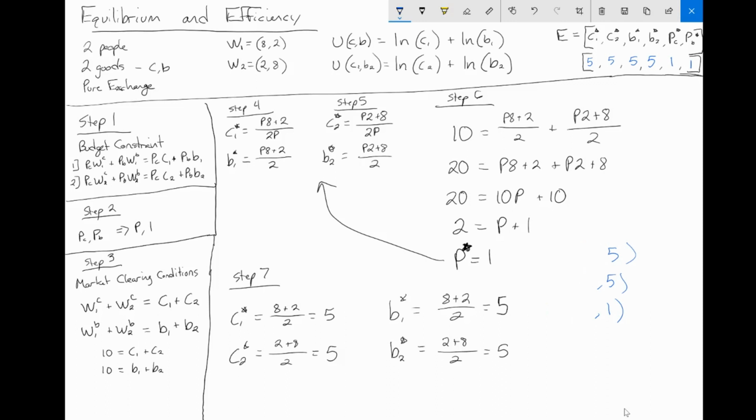So that's the procedure for solving for a competitive equilibrium. We have now done it. An efficient equilibrium is where all the voluntary trades have been made, and the market has reached the point where both agents consume 5 of both goods, and the price for each good is 1. So that is an equilibrium solution.